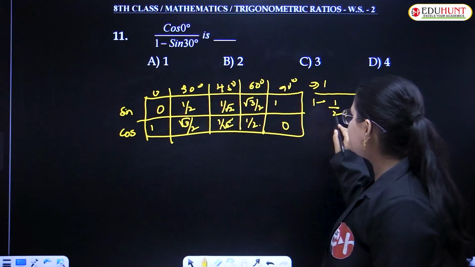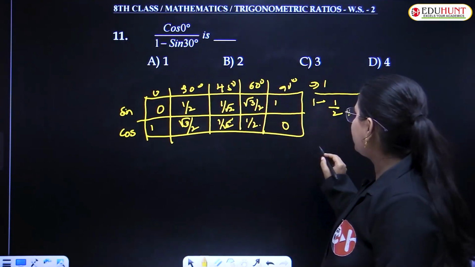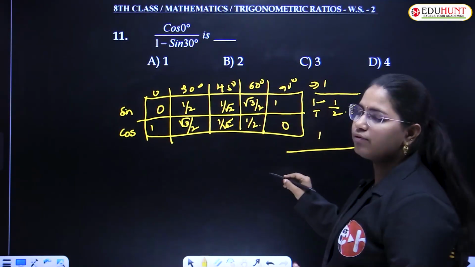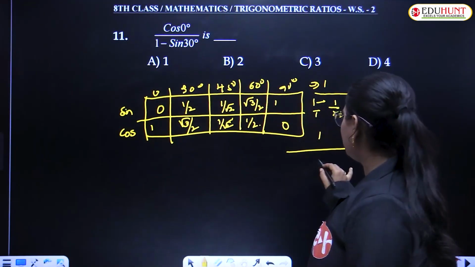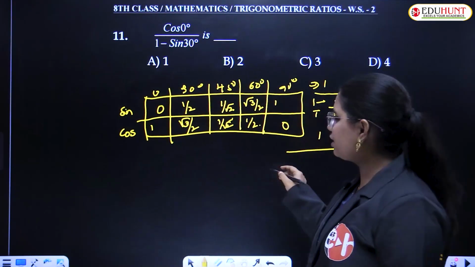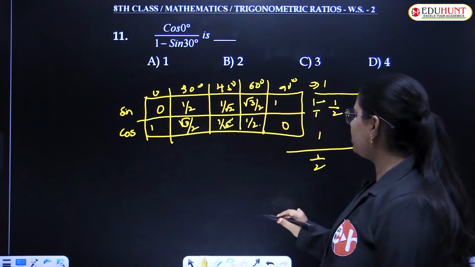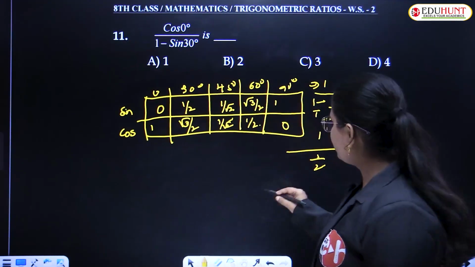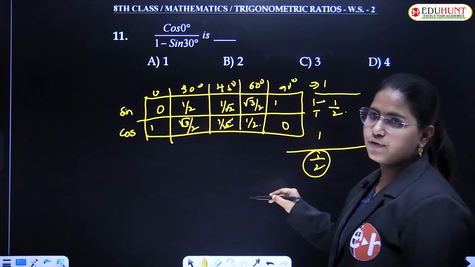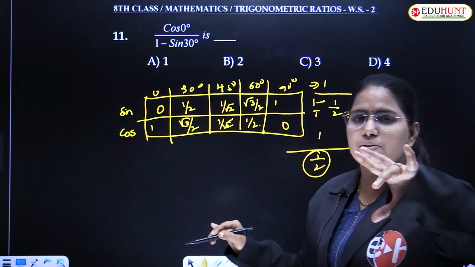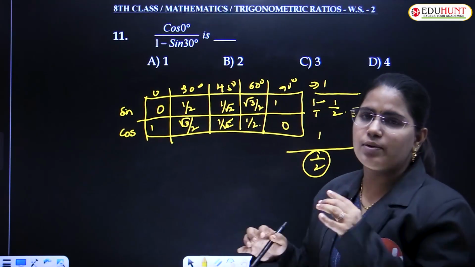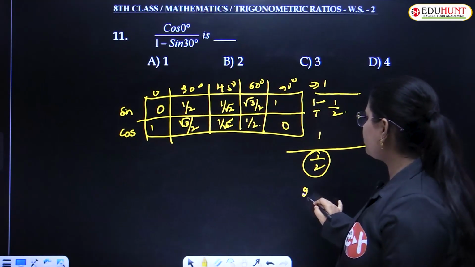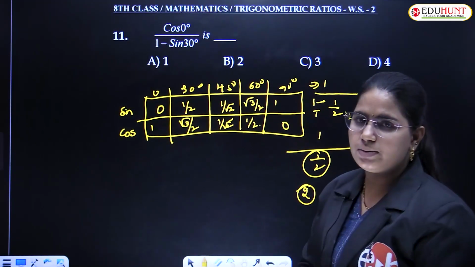Now take the LCM of the denominator, right? So what is the LCM of 1 minus half? You'll get 1 by 2 again. 1 minus half, 2 minus 1 is 1 by 2. 1 divided by 1 by 2, what is the value? If you reciprocate the function, 1 by 2 will become 2 upon 1, correct? So it will become 2. 2 will be the answer.